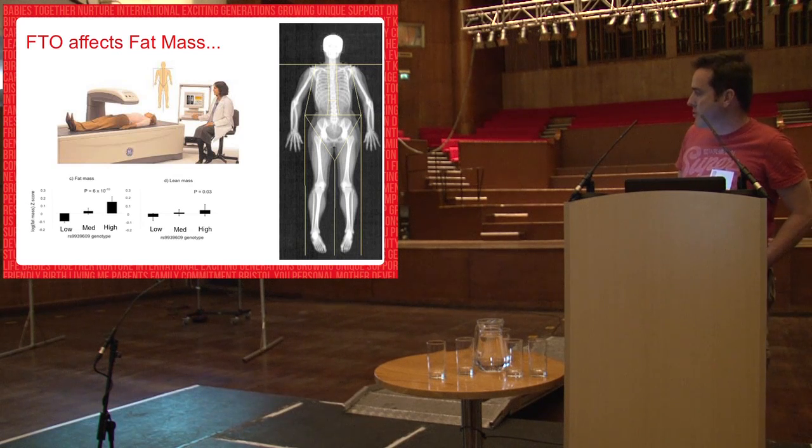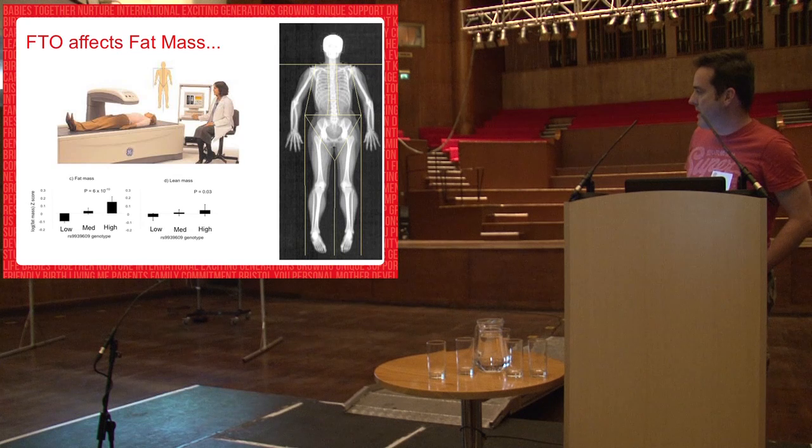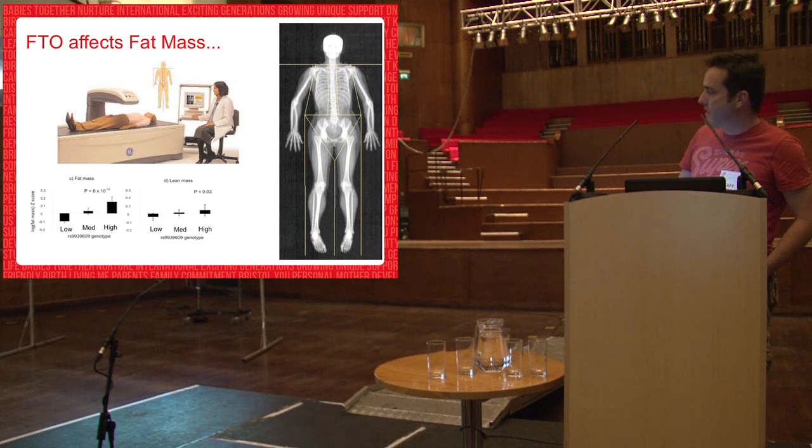And what we were able to show in the Children of the 90s is that individuals who had the high-risk genotype for FTO had much more fat content in their bodies than people who had the medium or the low-risk genotype at FTO. Whereas when one looked at muscle mass, there wasn't much of a difference between the different genotypes. So FTO is affecting your fat mass specifically.